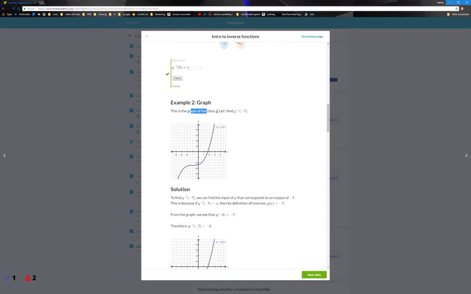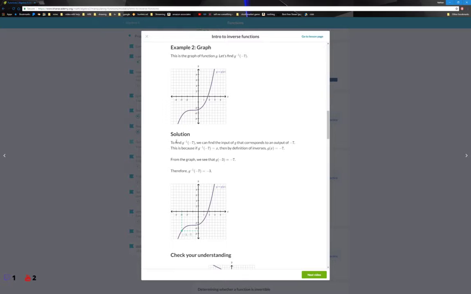This is the graph of the function g. Let's find g inverse of negative 7. So we'll look at how to find that. To find g inverse of negative 7, we can find the input of g that corresponds to the output of negative 7. This is because if g inverse of negative 7 equals x, then by definition of inverses, g of x equals negative 7.